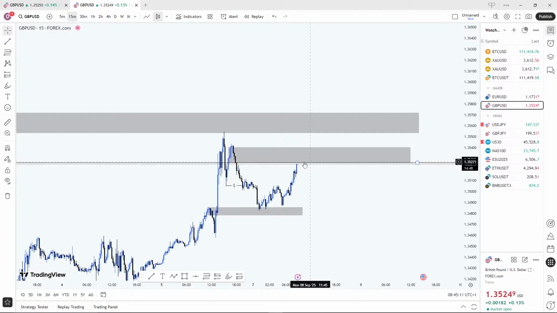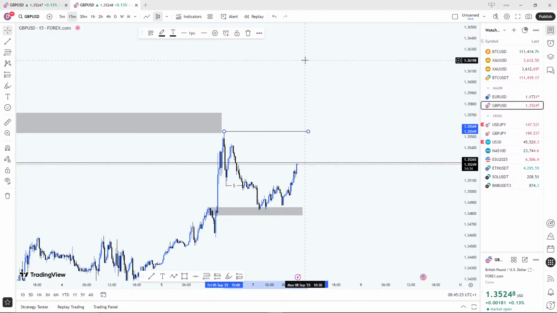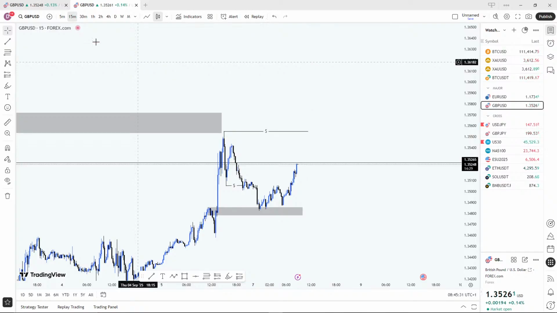And since the change of character is not present, this is going to be the nearest liquidity the price is likely to take out. It's going to break above it, because that's the nearest liquidity the price needs to sweep, just like that.